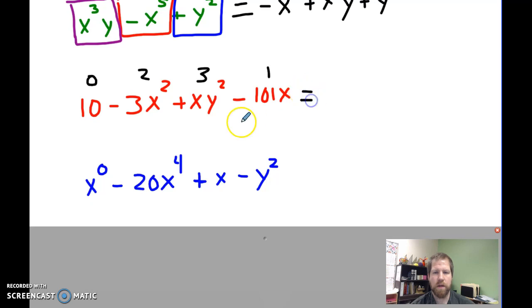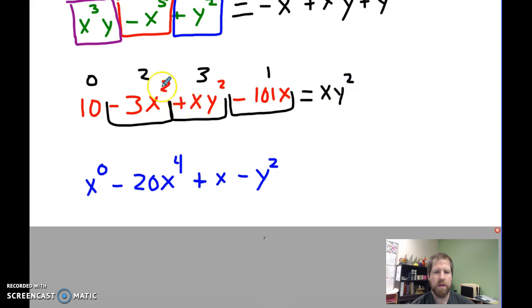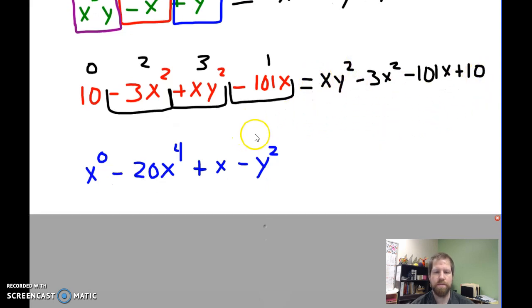Now, remember to bring your sign with your term. My third power, my largest one, is positive x y squared. My next largest one is negative 3x squared. And then I have negative 101x. And lastly, I have a positive 10. Standard form, leading coefficient is 1.